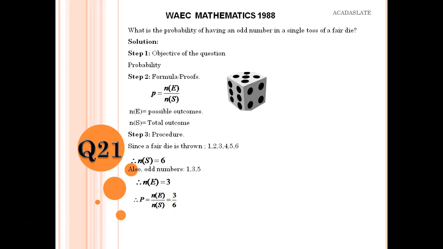Usually we reduce the probability fraction to the lowest terms. So 3 divides itself to get 1, and 3 divides 6 to get 2. So finally, the probability of having an odd number in a single toss of a fair die is 1 over 2.